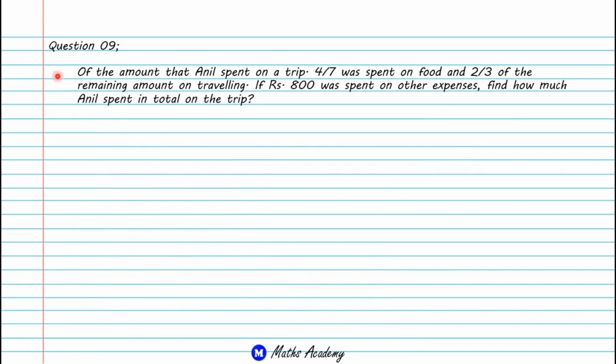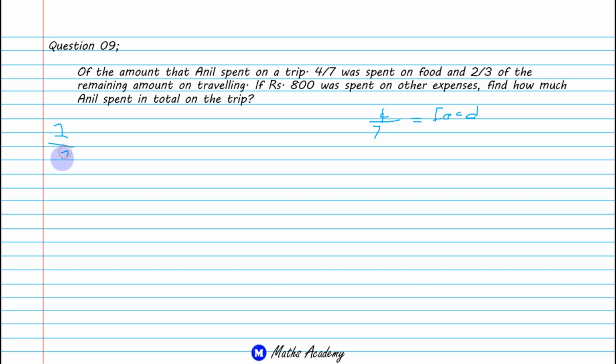Question number 9. It says, of the amount that Anil spent on a trip, 4 over 7 was spent on food and 2 over 3 of the remaining amount on travelling. If rupees 800 was spent on other expenses, find how much Anil spent in total on the trip. So now let's label the information that is given. And it says 2 over 3 of the remaining amount on travelling. So let's find the amount spent on travelling.